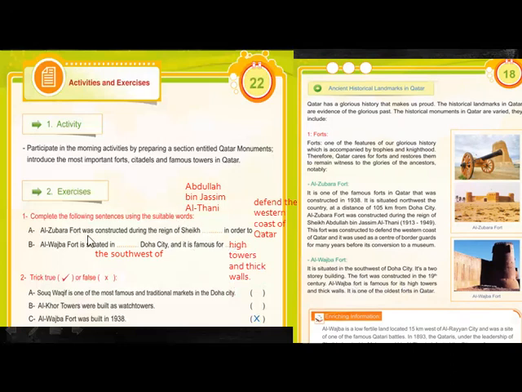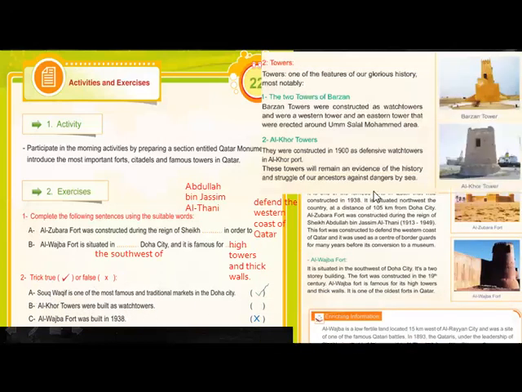Great, let's go to the second exercise where you're going to take the statements and decide whether they're true or false. Let's start with the first one. Souk Waqif is one of the most famous and traditional markets in Doha city. That's true. B. Al Khor Towers were built as watchtowers. Let's go back to Al Khor Towers. And right here, you have the information. So that's true too.